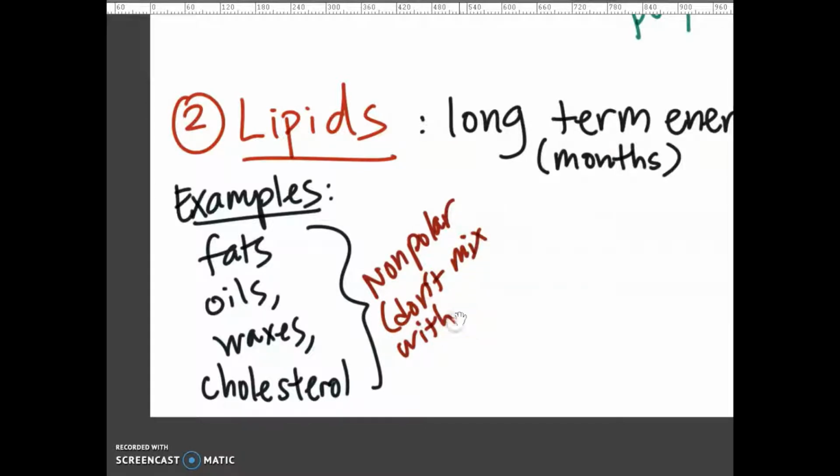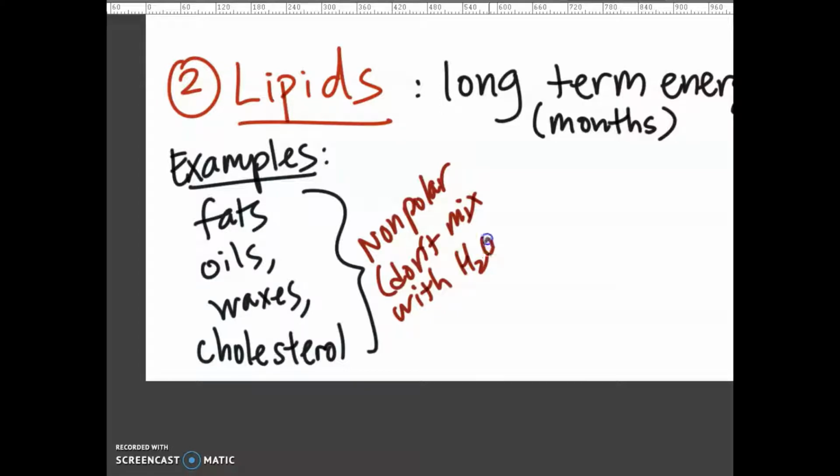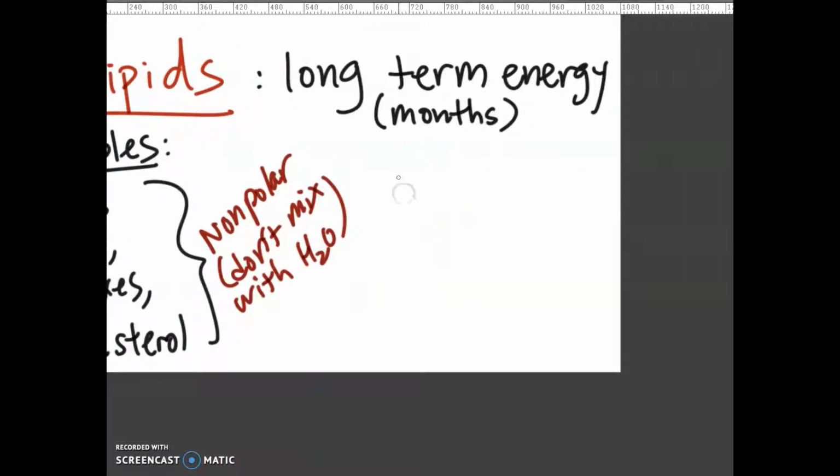We talked about polar versus non-polar in a previous video. So if you want to check that out, go look for the one that talks about water, properties of water. Okay, what do lipids look like?